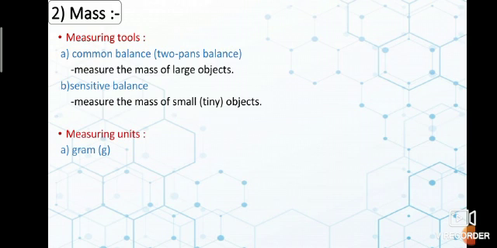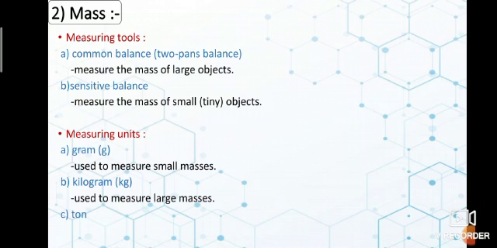Mass has three measuring units. The first unit is gram, the second is kilogram, the third is ton. Gram is used to measure small masses, while kilogram is used to measure large masses, and ton is used to measure very large masses. We also have to know that each 1 kilogram is equal to 1000 grams, while each 1 ton is equal to 1000 kilograms.